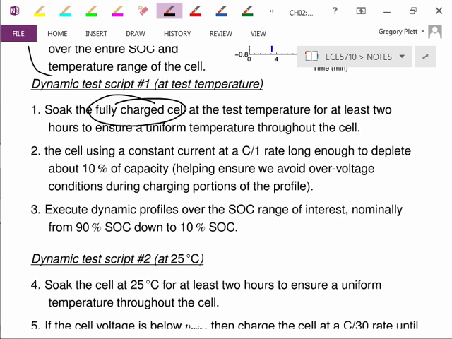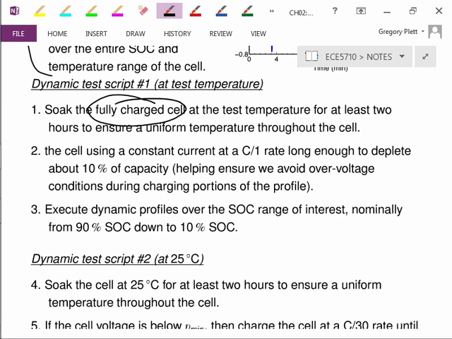Now you'll notice if you scroll up the page a little bit that my profile of current versus time has some charge pulses and some discharge pulses, and I don't want to overcharge my battery cell by charging when I'm at a very high SOC. And so step 2 discharges the cell a little bit at a constant current, just enough to deplete roughly 10%. This is not a magic number, but I depleted 10% of the capacity to help ensure that we avoid overvoltage conditions during these charging pulses that are part of the profile.